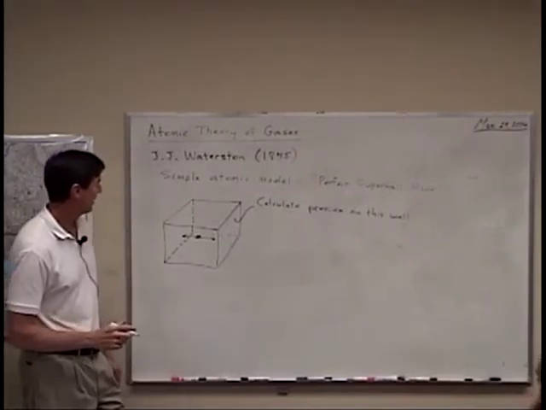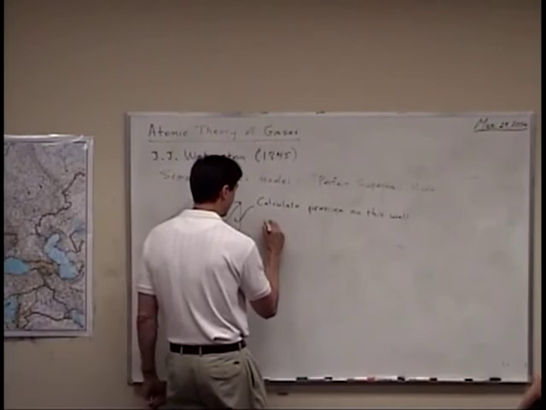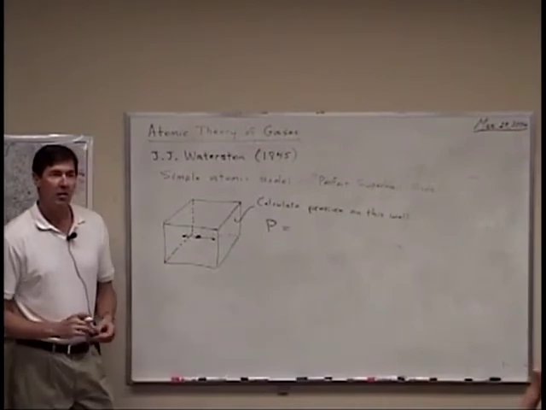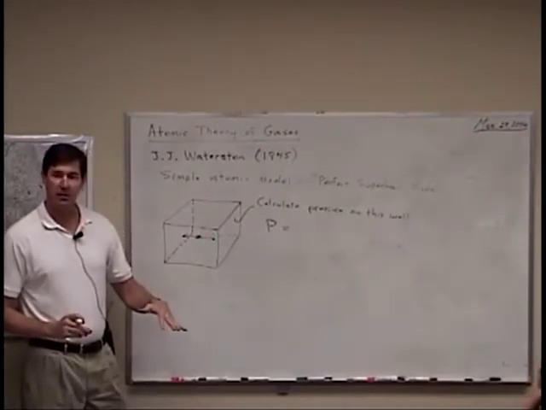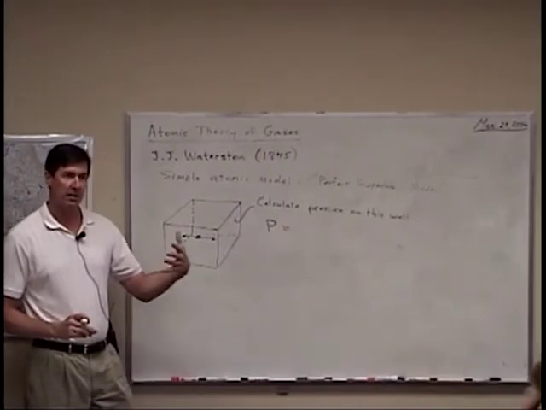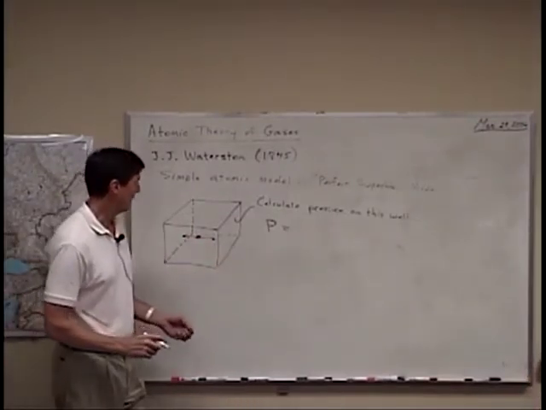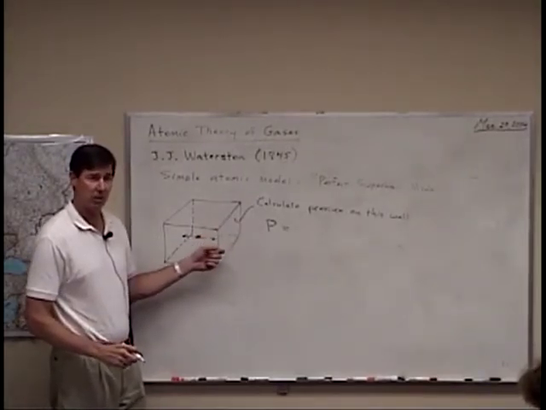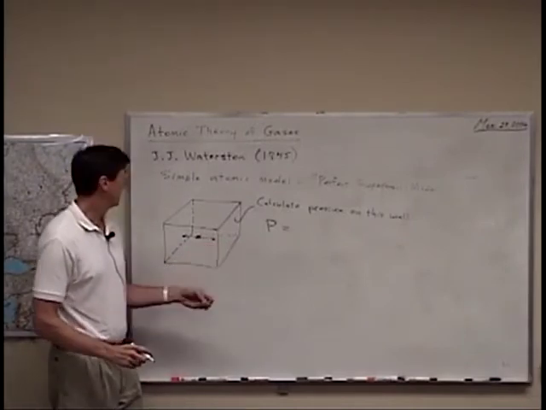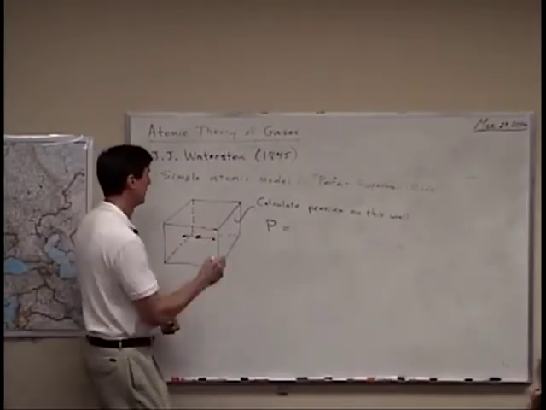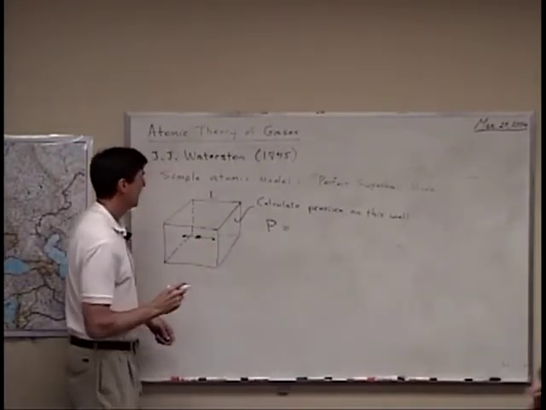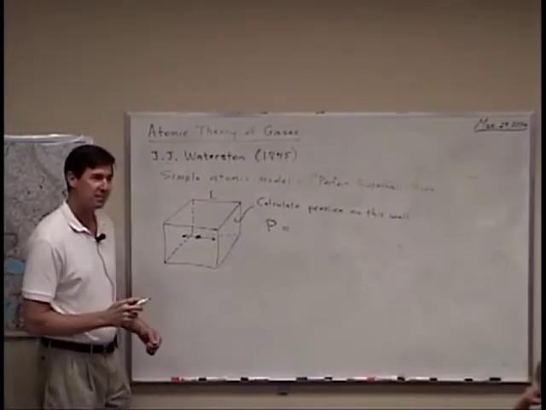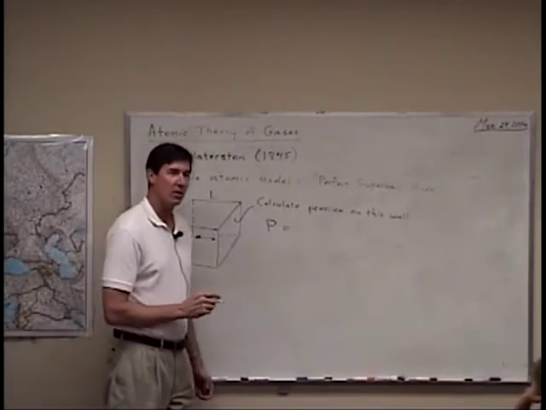Now, what is pressure? Well, pressure is force per unit area. That's the units of pressure. Okay, so it's the force on the wall divided by the total area of the wall. Okay, now let's say this cube has sides of length L.